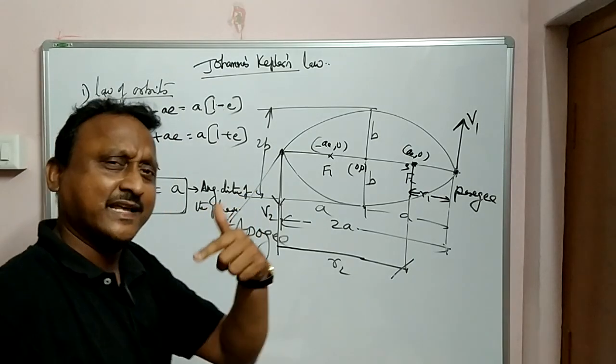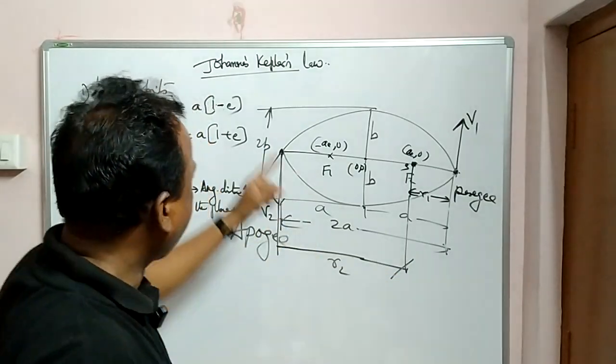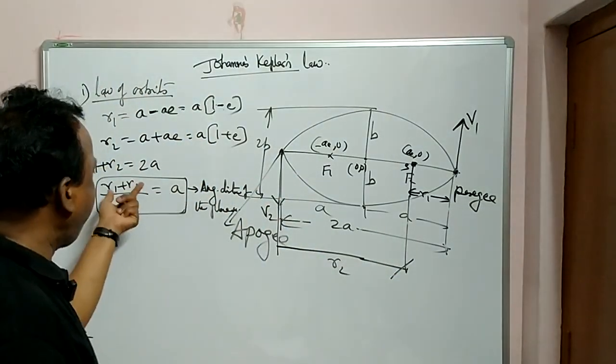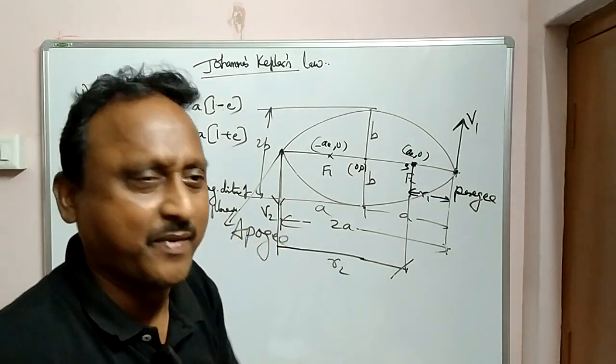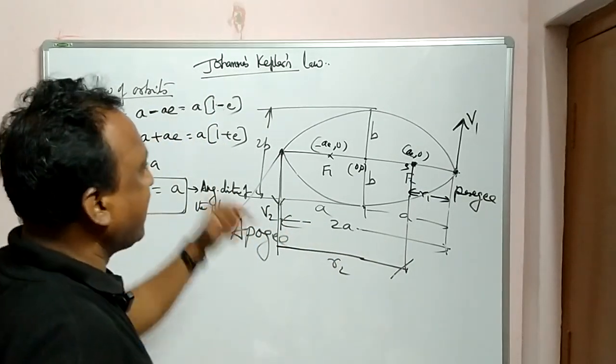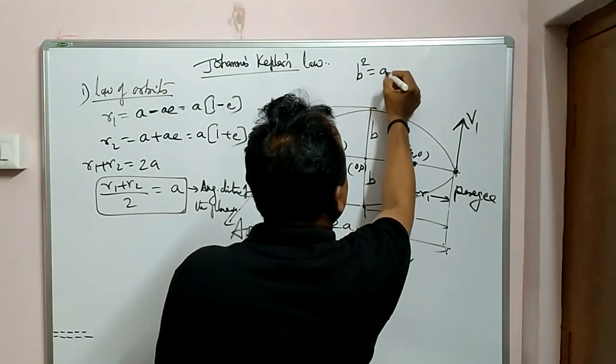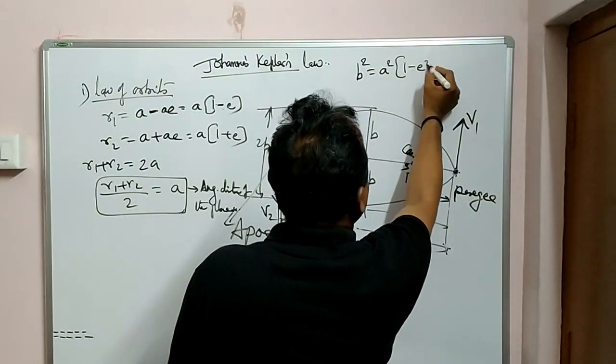This one we will be dealing with in the third law of Kepler, that is the law of time periods. This is the law of orbits. So here A is the average distance between the sun and the planet. Clear? Similarly, he has also given one mathematical equation: B square is equal to A square into 1 minus E square.